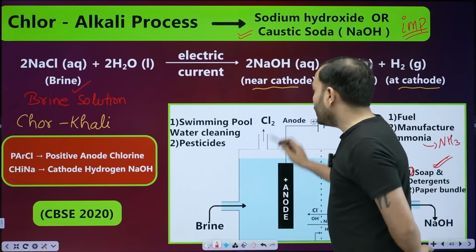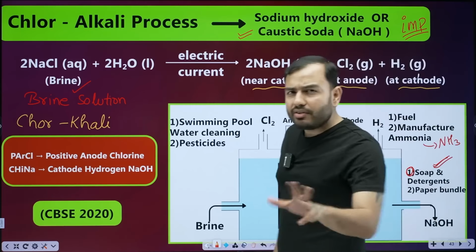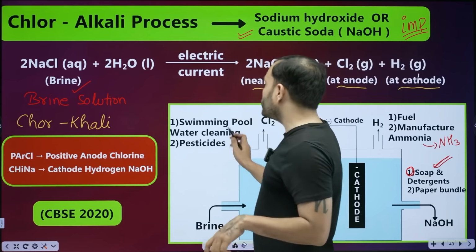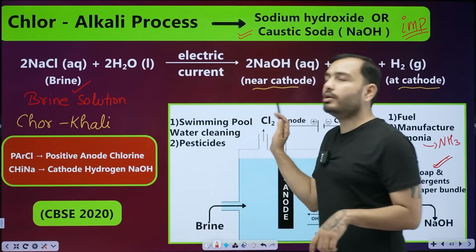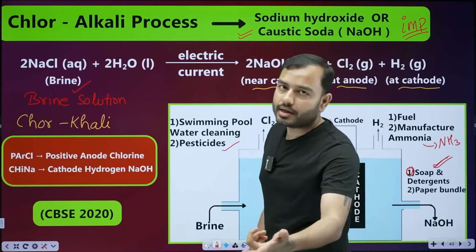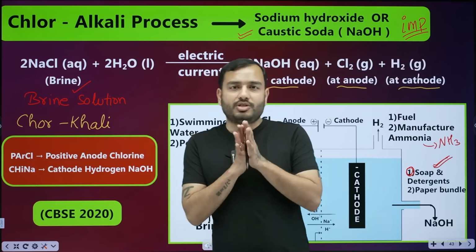Last is chlorine. Chlorine is used in cleaning water. People say adding chlorine to water makes it taste bad. So in swimming pools, it is also used for water cleaning. Second is pesticides, meaning killing the pests. You should remember at least one use of each.